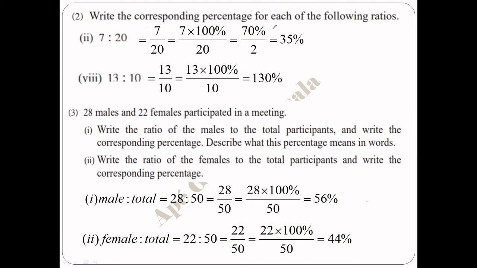Write the corresponding percentage for each of the following ratios. Now the ratio is given, and you have to write the percentage. You know, a ratio can be written as a fraction. The left hand side is the numerator, the right hand side is the denominator. So 7 is the numerator, 20 is the denominator. Then 7 to 20 is equal to 7 over 20.